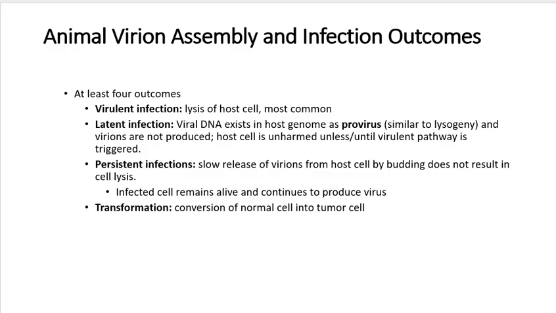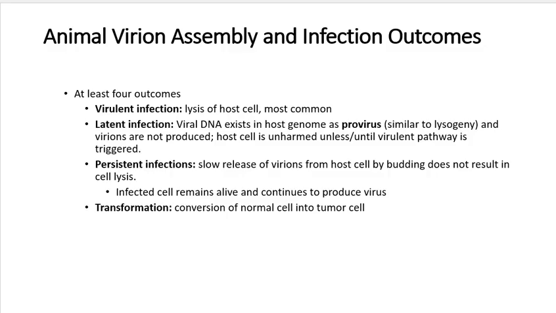and it's finished, you have 4 outcomes that can occur. One is you're going to have a virulent infection. This is the most common. You lyse the host cell, and that virus is released. You can have a latent infection where the viral DNA exists in the host genome, excuse me, as a provirus, okay, and virions are not produced. The host cell is unharmed until a virulent pathway is triggered.